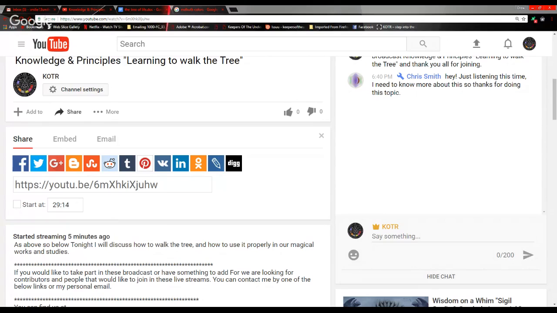Now you can see where all this division starts to take place, because everybody looks at as above so below as two different separate trees. It's even taught that way. I mean, it's taught that way for a reason. It's like we're taught to use our athame, our sword, our robes.